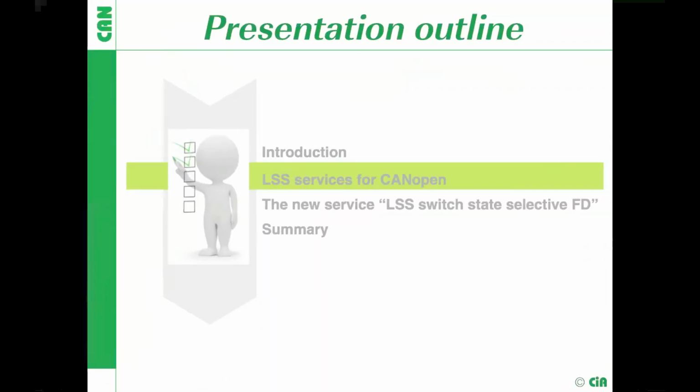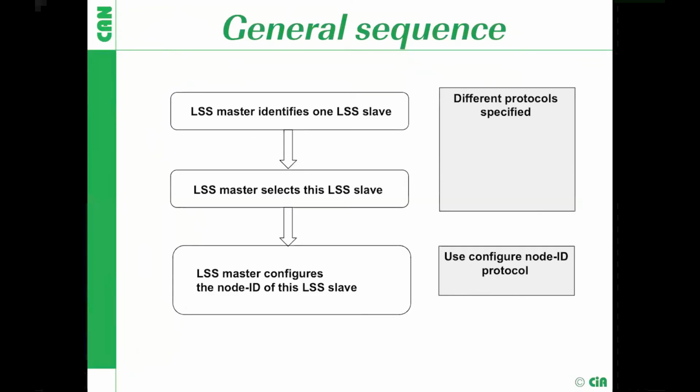Before we go to CANopen FD, let us see at first how the layer setting services for CANopen networks work. The layer setting service distinguishes between an LSS master and the LSS slaves. The general sequence to assign the node ID, as shown here on the slide, is the same.